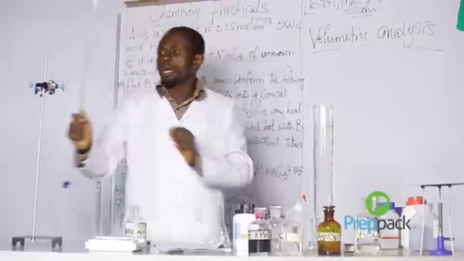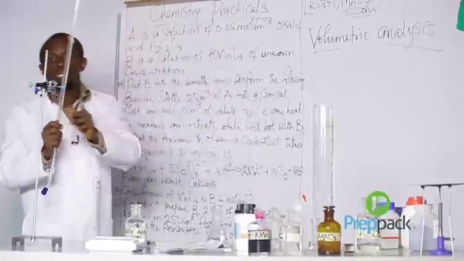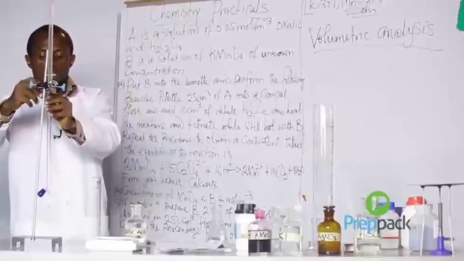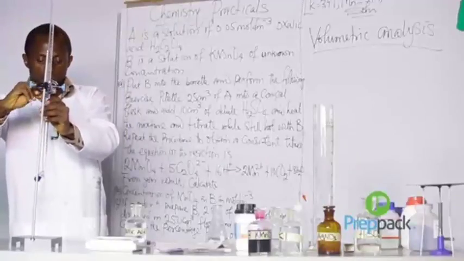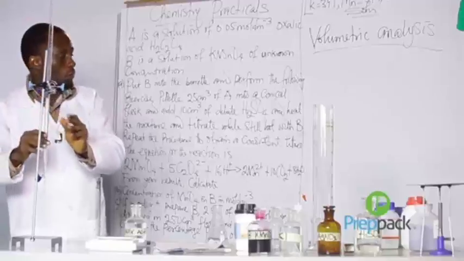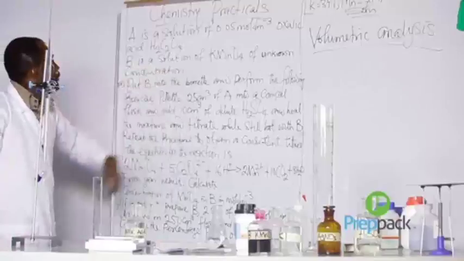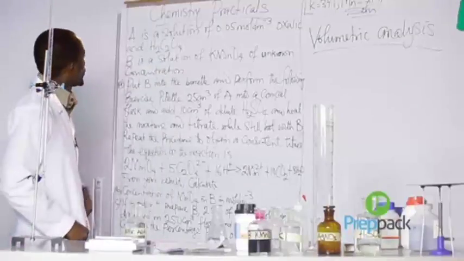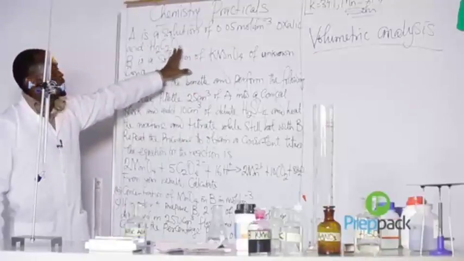So all I need to do if I'm to solve this question that is on the board is keep to the instruction and solve this as follows. The instruction says A is a solution of 0.05 mole per dm cube oxalic acid. This is the molecular formula of oxalic acid.